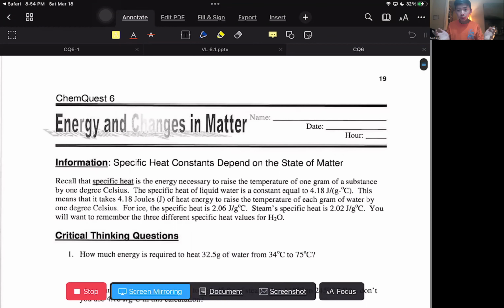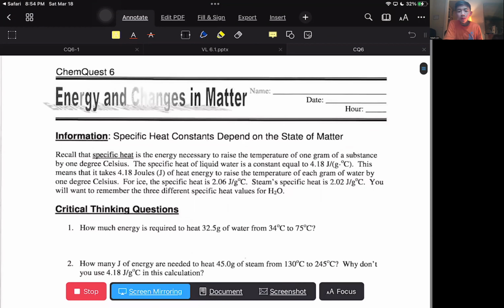Okay, so Chem Quest 6, it's about specific heat depending on states of matter. Recall that specific heat is the energy necessary to raise the temperature of 1 gram of a substance by 1 degree Celsius. The specific heat of liquid water is a constant equal to 4.18 joules per gram per degree Celsius. This means it takes 4.18 joules to raise the temperature by 1 degree Celsius.